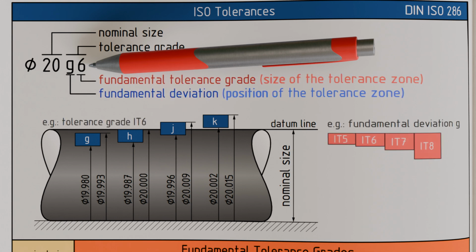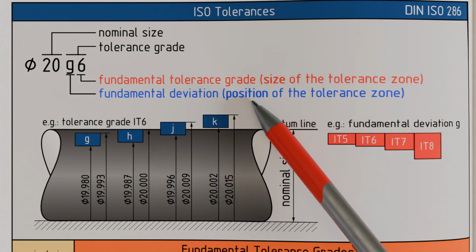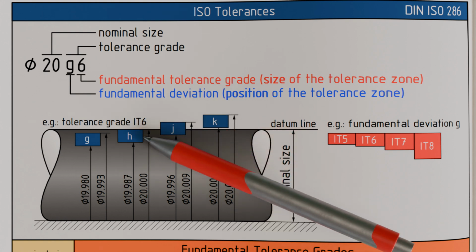The fundamental tolerance grade in the form of the IT number determines the size of the tolerance zone, while the fundamental deviation in the form of the letter indicates the position of the tolerance zone. At this point, it is worth noting an important fundamental deviation, namely the one with the letter H. This fundamental deviation H always places the tolerance zone exactly on the datum line of the nominal size and extends into the material. For shafts, this means they can be slightly smaller than the nominal size. For holes, this means they can be slightly larger than the nominal size.